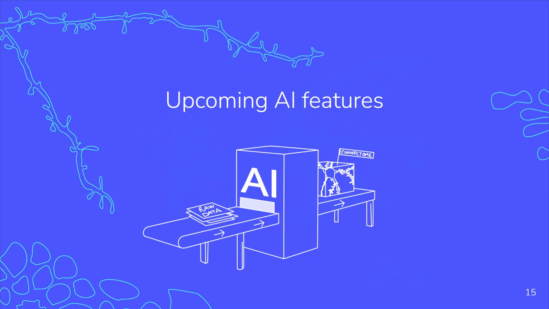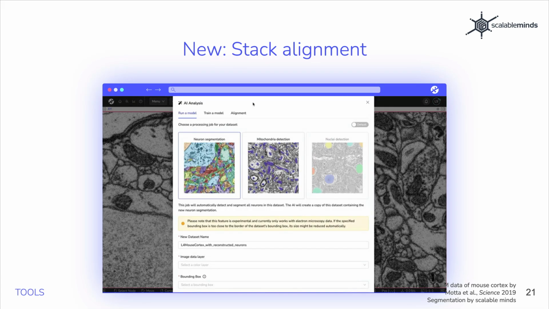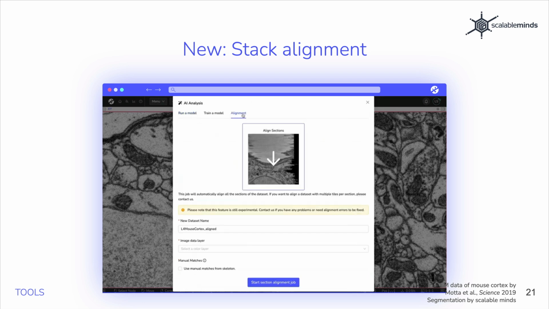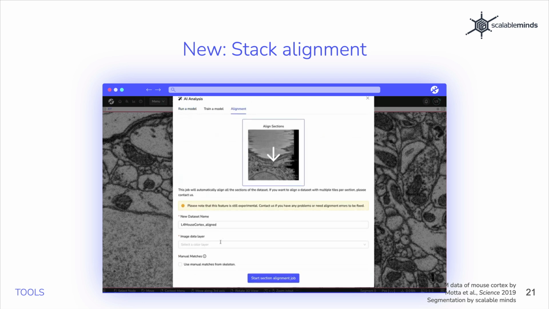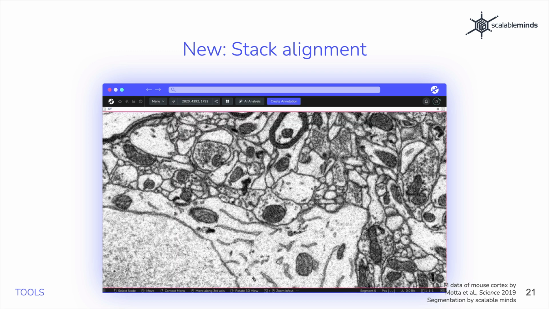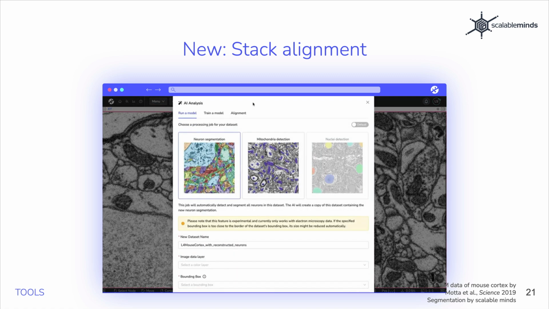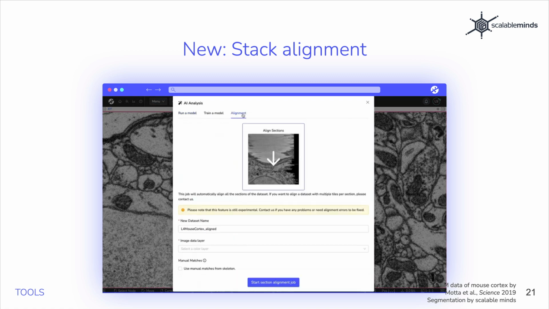So next I want to talk about a few upcoming AI features that we've been working on. The first one is EM alignment, which is already available as a preview feature today. So you can go to webKnossos, upload your data set, and then align it with just a few clicks of a button. And you don't have to worry about setting up the compute infrastructure to do that. You'll just get an email once the alignment is complete.